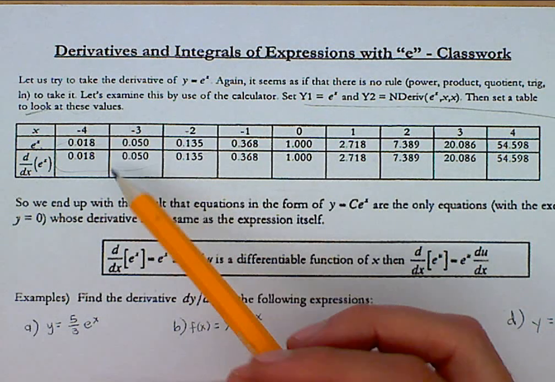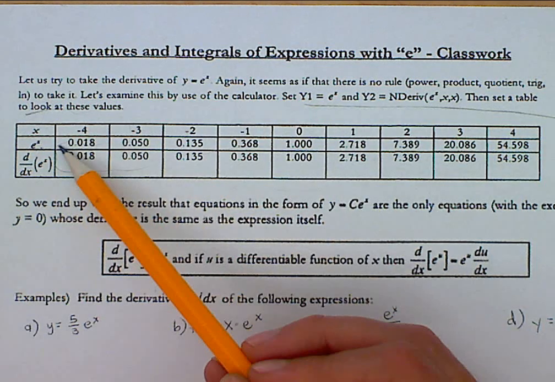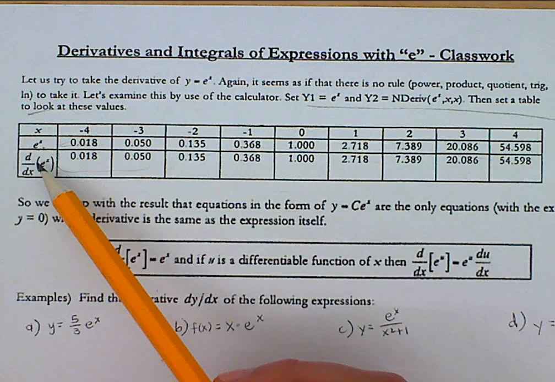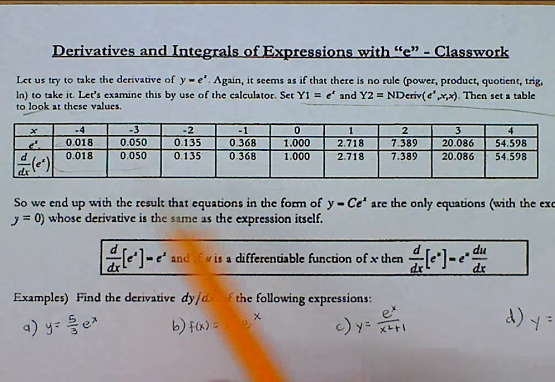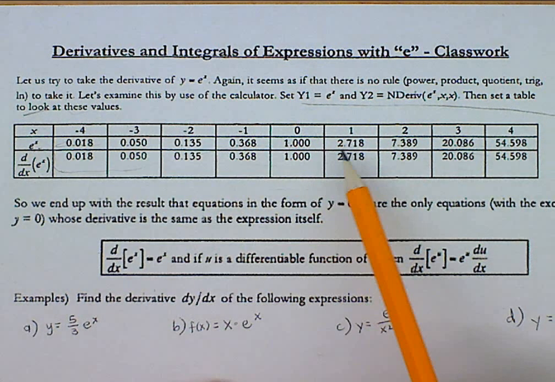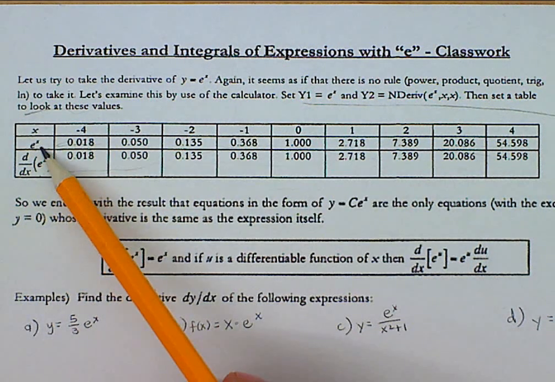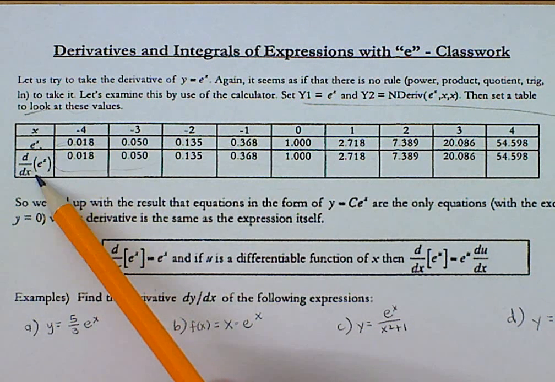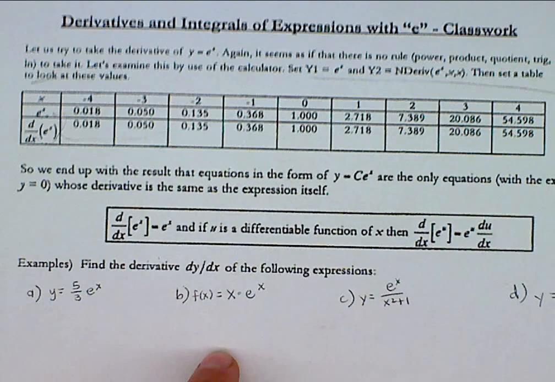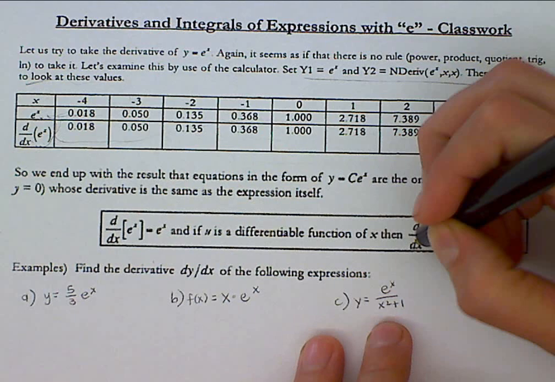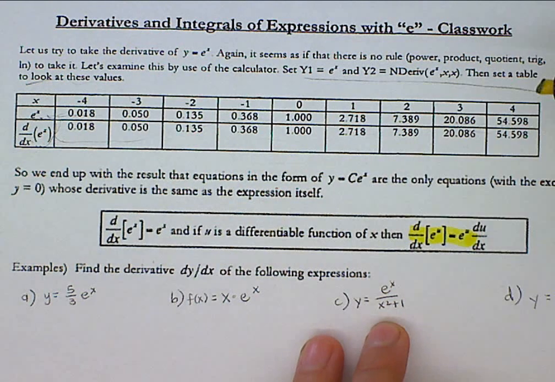And I want you to look at the values that we get for e to the x and the values that we get for the derivative of e to the x. Do you notice anything about those two rows? Aha, yes, great job. They're exactly the same. So what this is implying is that the derivative of e to the x is the same as e to the x, which is exactly true. So the derivative of e to the x equals e to the x, right there.